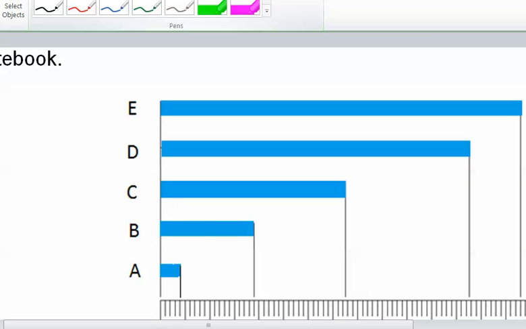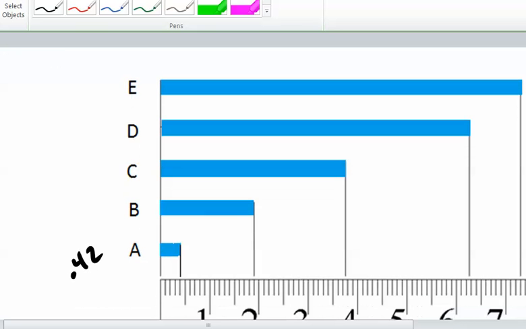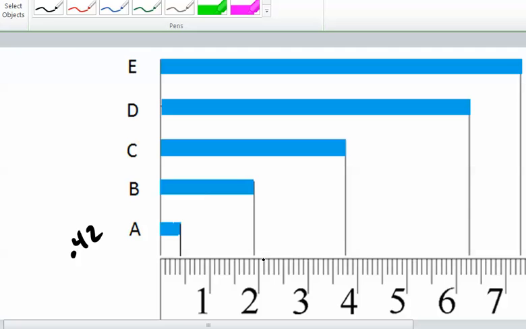Get myself a pen that I can write with here. All right. A is going to be right here, and it's a little bit farther than 4, so I would say it's 0.4 something. So I'm going to say this right here is 0.42. B, let me scroll down here a little bit. A little bit less than 2, but just a smidge more than maybe 1.9. So I might take this to be about 1.91.